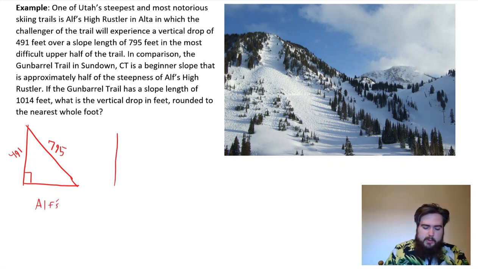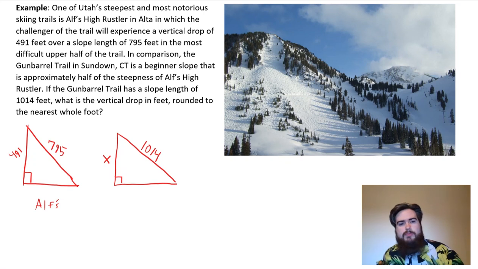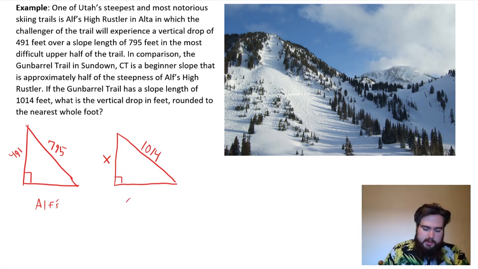We are then told that we have another trail in Connecticut, that the Gun Barrel Trail in Sundown, Connecticut, is a beginner slope that is approximately half of the steepness of Alf's High Rustler. If the Gun Barrel Trail has a slope length of 1,014 feet, we want to find the vertical drop in feet, rounded to the nearest whole foot. So this is for Gun Barrel.